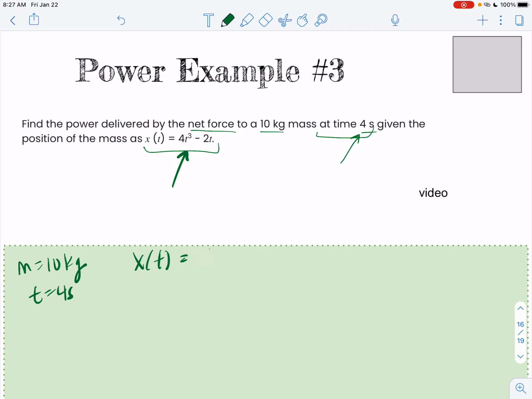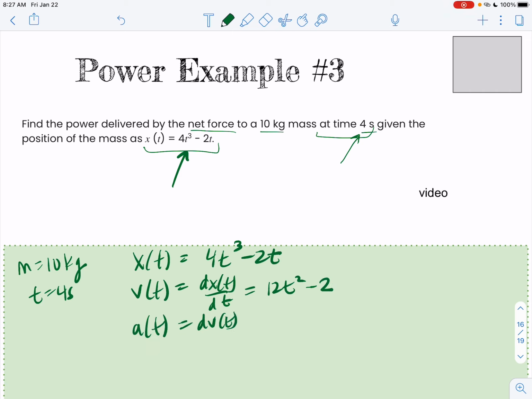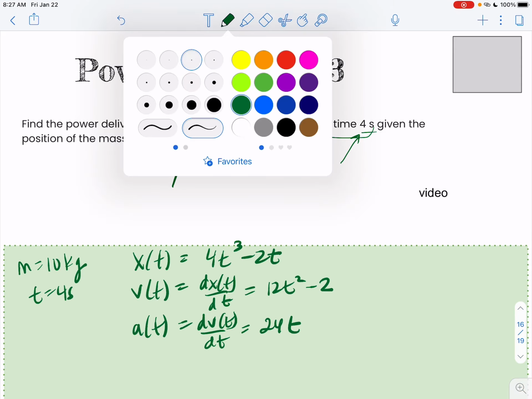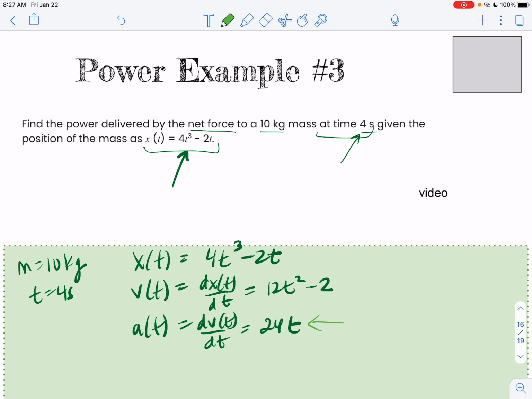So x of t equals 4t cubed minus 2t. We take the derivative of that, which would be 12t squared minus 2. And then if we take the derivative again, the second derivative, it would just be 24t. So here is where we're seeing that's a time-dependent acceleration and therefore a time-dependent force. So it's a non-constant, time-dependent force, which means you're going to have to find everything at that time.